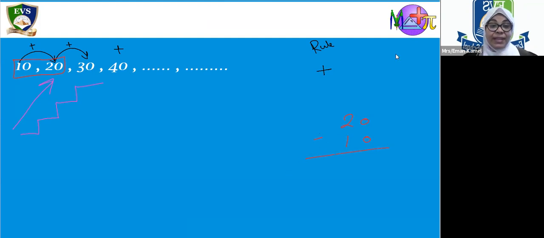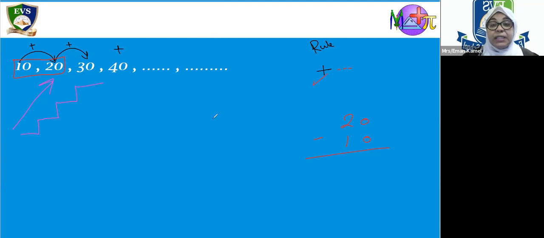Again, from the beginning. If you have a number pattern, number one, find the rule. How can I find the rule? Ask your mind, is this pattern going up or going down? If the pattern is going up, it's a plus. And if the pattern is going down, it's minus. Now I know that it's a plus, but I don't know it's a plus what. So how can I know? Take any two numbers, 10 and 20, or 20 and 30, or 30 and 40. Any two numbers, and subtract the smaller number from the greater number.